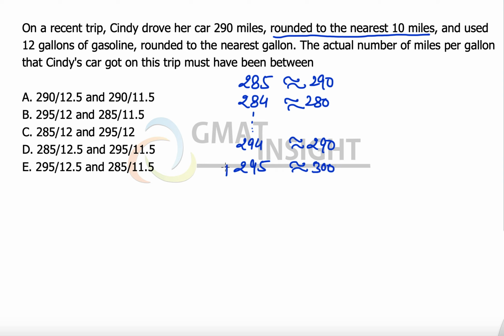Because it will be rounded up, this will be rounded down, this will be rounded down, this will be rounded up. If the unit digit is 5 or greater than 5, then it will be rounded up. So that's what this rounding off means.